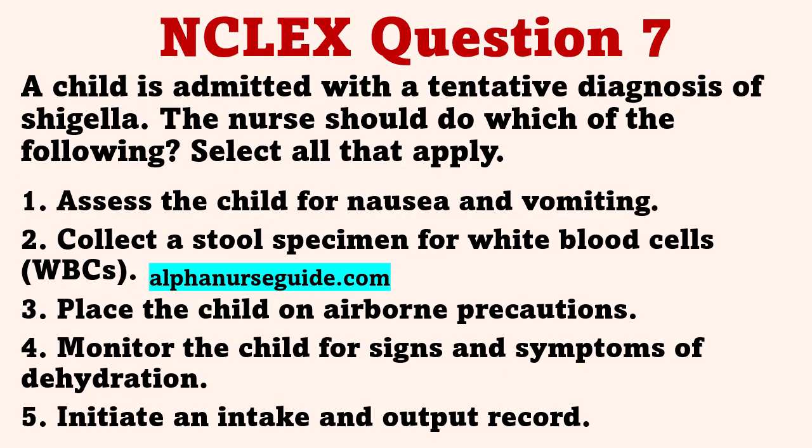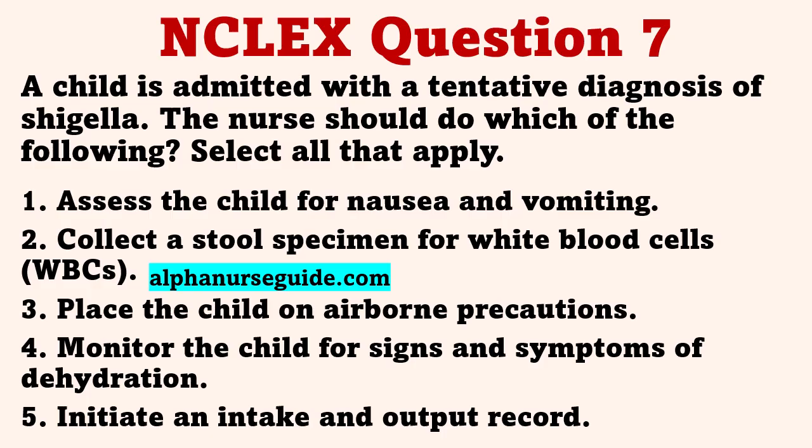A child is admitted with a tentative diagnosis of Shigella. The nurse should do which of the following? Select all that apply. 1. Assess the child for nausea and vomiting. 2. Collect a stool specimen for white blood cells. 3. Place the child on airborne precautions. 4. Monitor the child for signs and symptoms of dehydration. 5. Initiate an intake and output record.